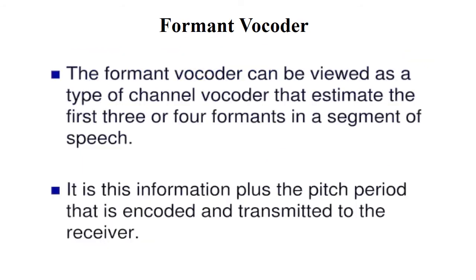Next the type is the formant vocoder. The formant vocoder can be viewed as a type of channel vocoder. It will estimate the 3 or 4 formants in the segment of speech. In this information, the pitch period will be encoded, and it will be transmitted to the receiver side.